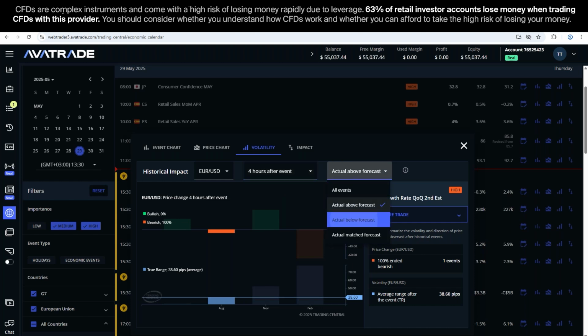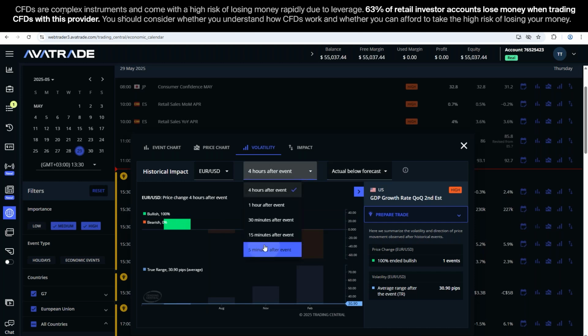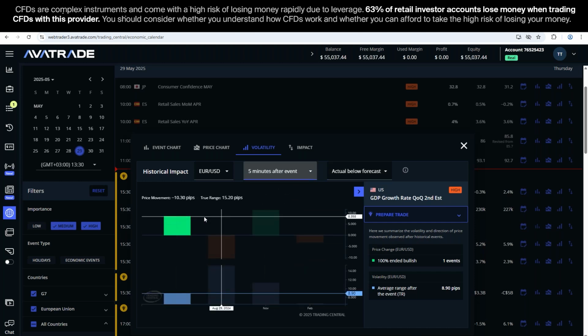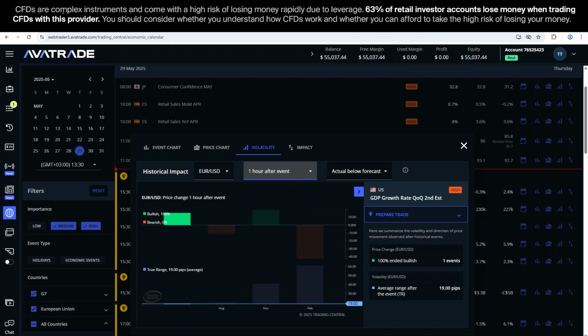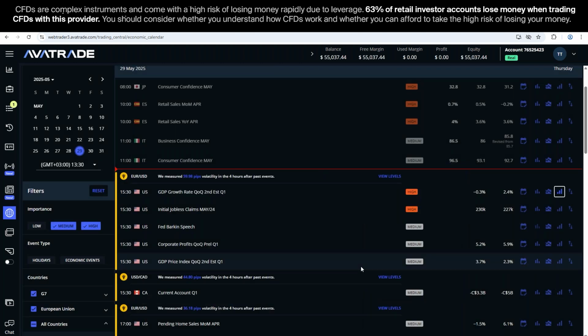And the same if it comes in below forecast and the movement is expected to go up. What did it do in the first 5 minutes? It went up less than 10 pips. After an hour, it was up 15.5. Okay, and after 4 hours, it finished up nearly 25, 26 pips up. Okay, so you see it's a gradual movement over time, and you have time to react to what the statistics show had happened in the past when it came in above forecast or below forecast.